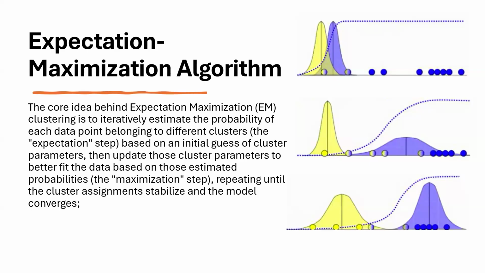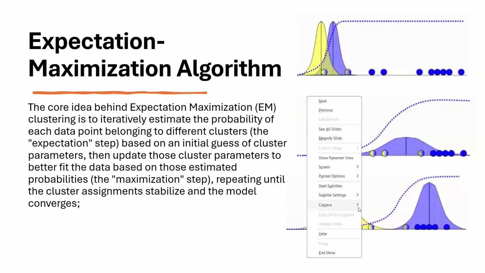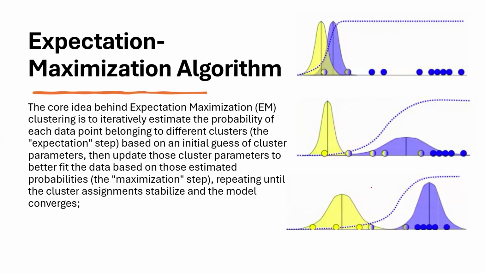From this, what we understood is that we have two steps in the expectation maximization algorithm. In k-means clustering, we have assignment and update. Here we call them the expectation step and the maximization step. So in the EM algorithm, we have two steps: one is the expectation step and the other one is the maximization step. In the expectation step, we estimate the probabilities of each data point belonging to different clusters.